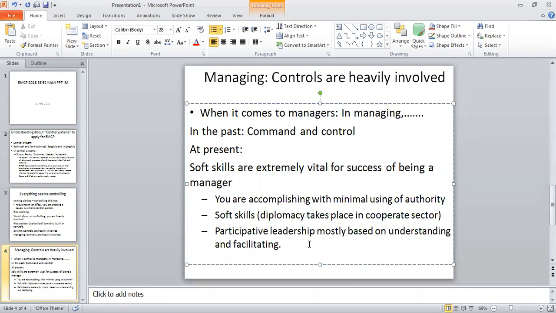Participate. It is like giving and taking. Participate, yeah, with your subordinates, with your seniors and all.